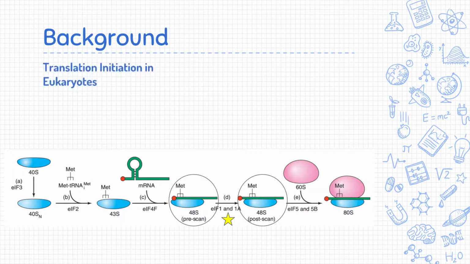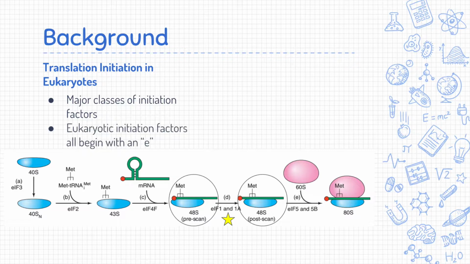The diagram below gives a summary of the different factors and their roles in translation initiation in eukaryotes. It shows the major classes of initiation factors, and in this video we will be focusing on how the roles of eIF1 and eIF1A were determined, which are starred below. Note that all eukaryotic initiation factors begin with an E.